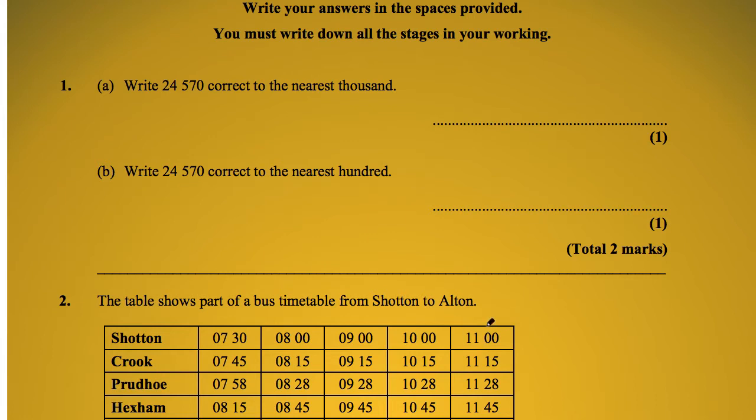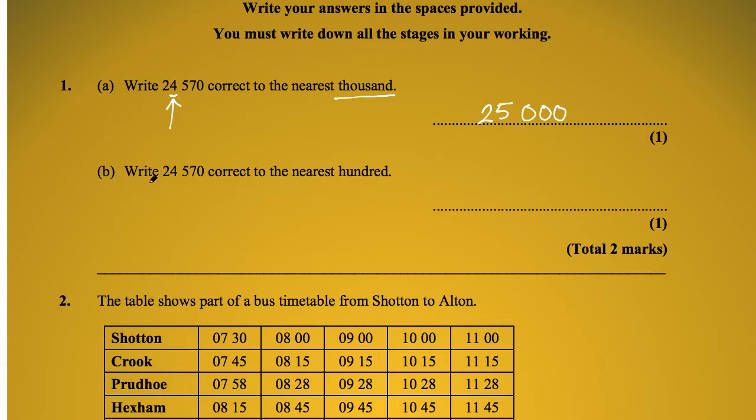Write 24,570 correct to the nearest thousand. That means I'm looking at the thousands column, that 4,000. I'm saying, is this number closer to 24,000 or 25,000? The 5 following the 4 says I should round up. So that is 25,000.